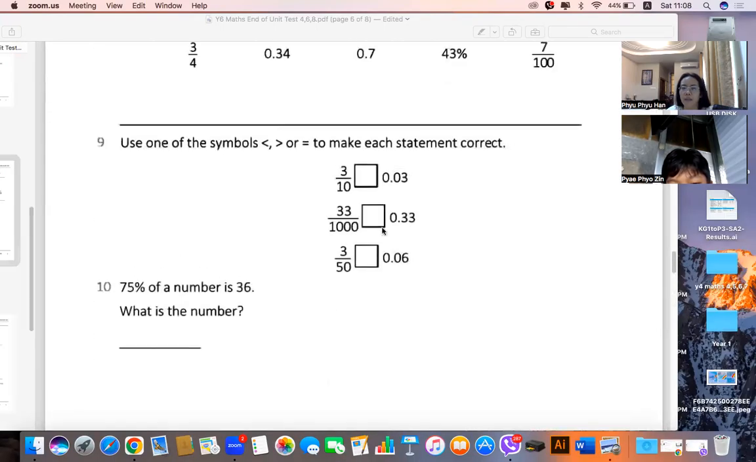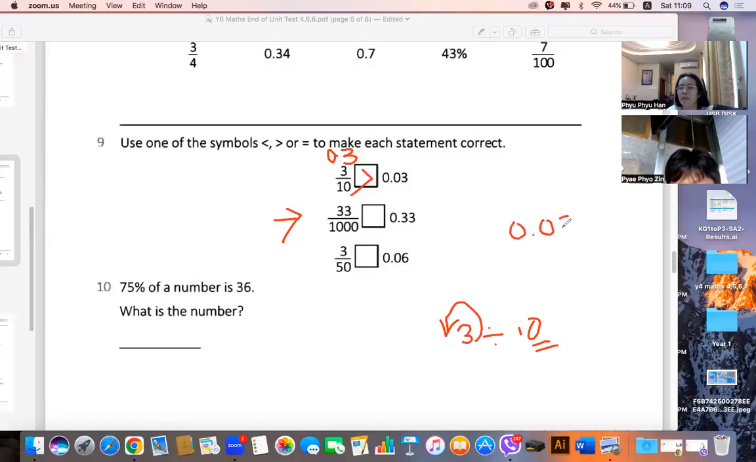Okay, how about this one? 3 by 10. What is the value of 3 by 10? This 3 we divide by 10. We will shift the decimal to the left. How many places? Only one place. 0.3. Correct. So which is bigger? 0.3 is bigger, right? We will do like this. How about this one? 0.33 is bigger than 0.033, right? So this side will be bigger, correct?